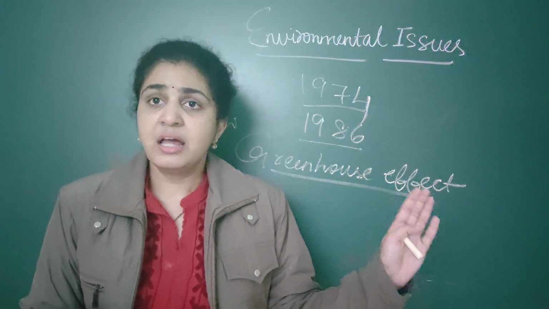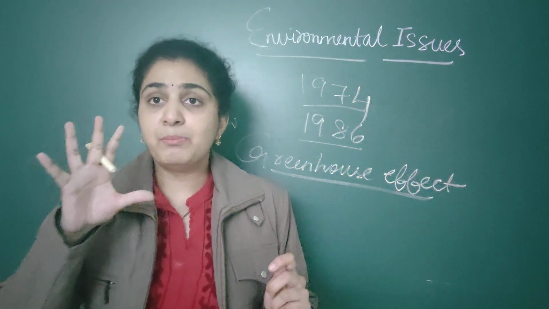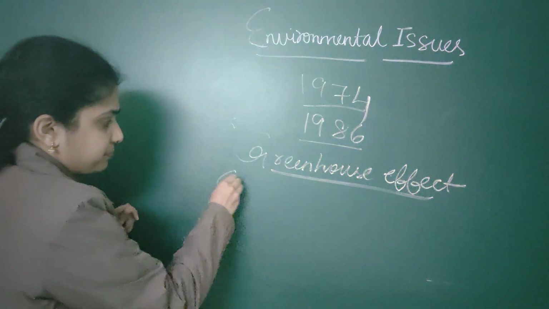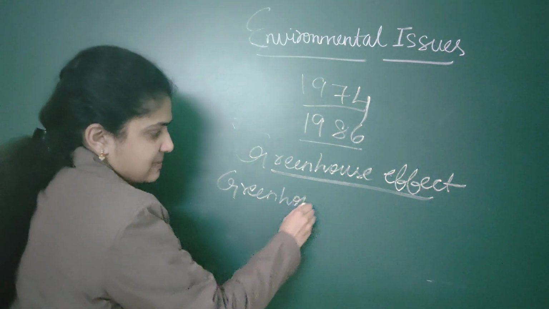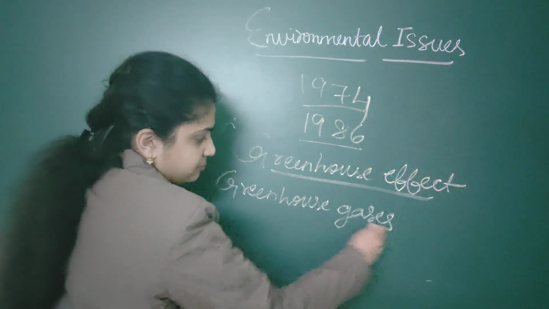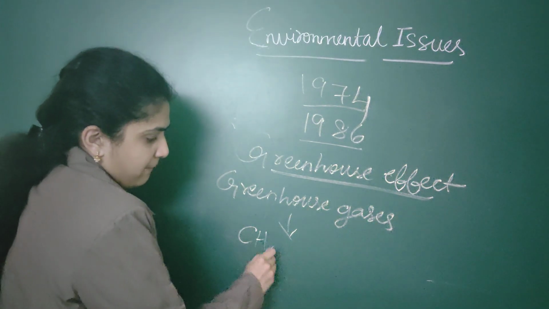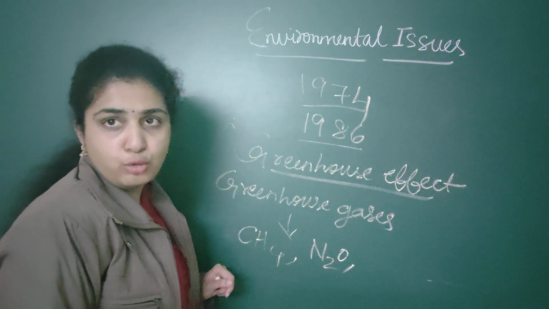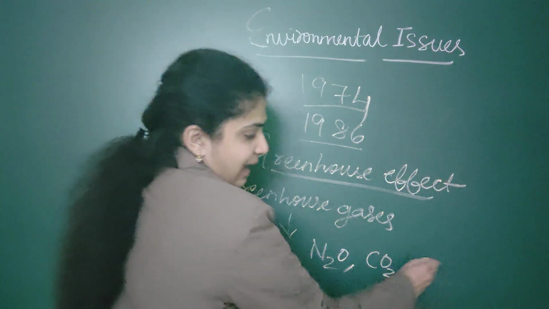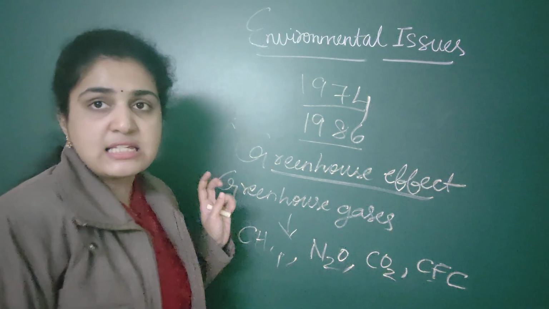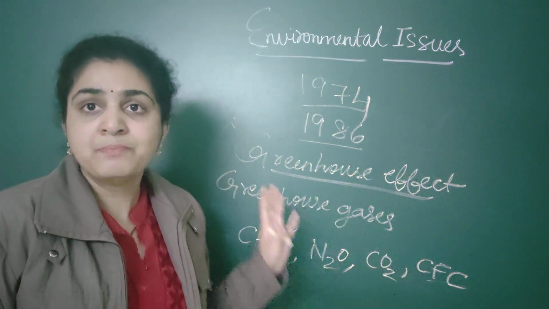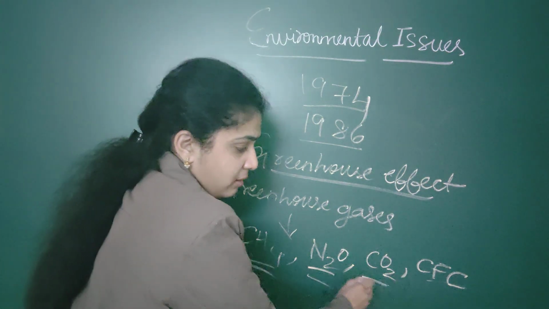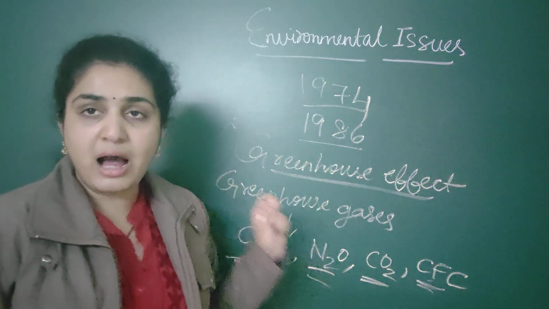This greenhouse effect is usually promoted by the main four greenhouse gases. What are the four greenhouse gases? Methane, nitrous oxide, N2O, carbon dioxide, as well as chlorofluorocarbons. These are the four main greenhouse gases which are associated: methane, nitrous oxide, carbon dioxide, chlorofluorocarbons.